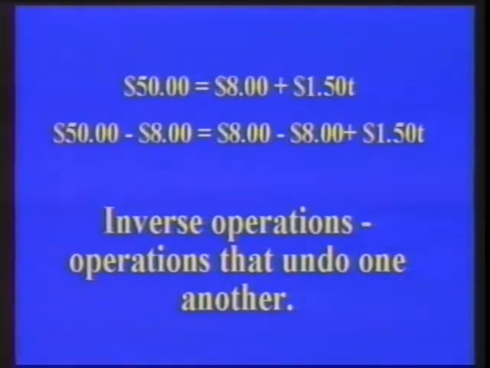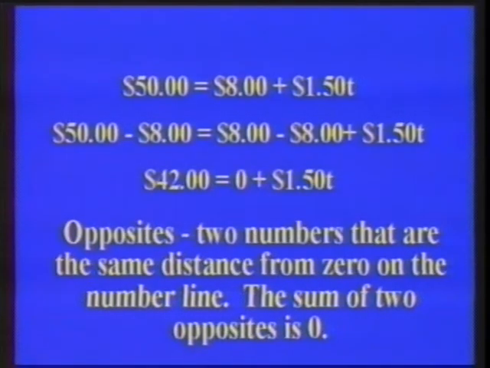Also, combining $8 with a negative $8 is called opposites. Opposites are two numbers that are the same distance from zero on the number line. The sum of two opposites is 0. Hopefully you can see that the opposite of $8 is simply negative $8.